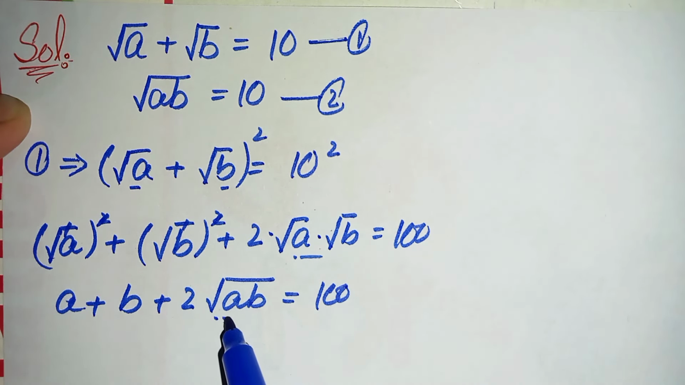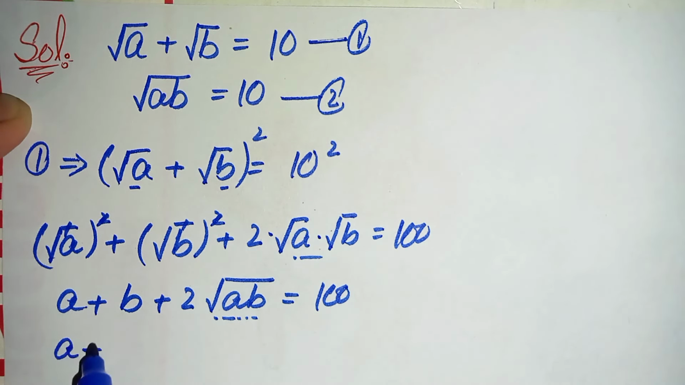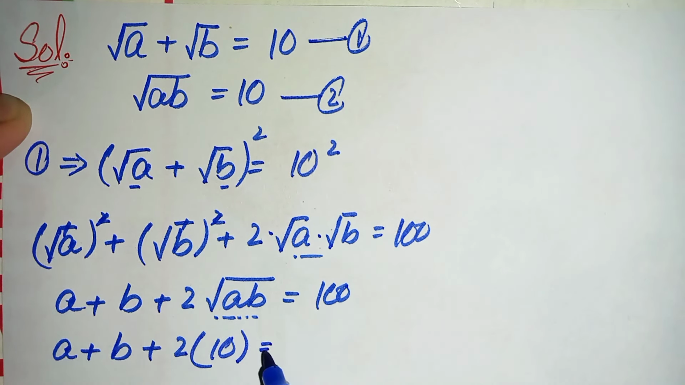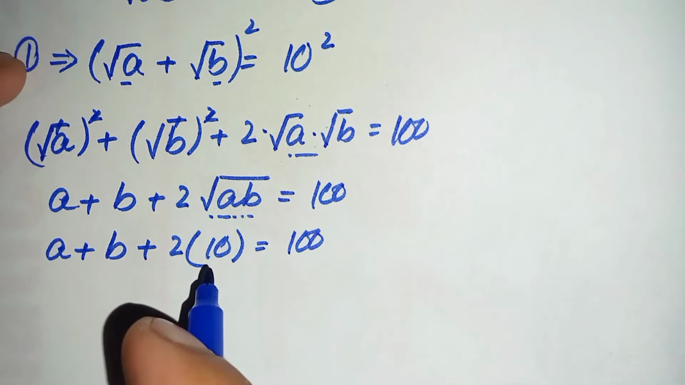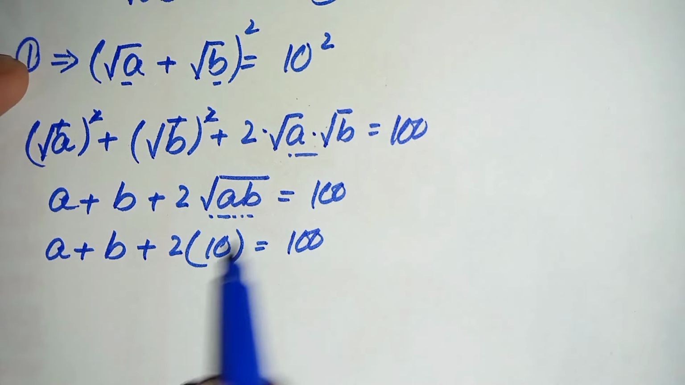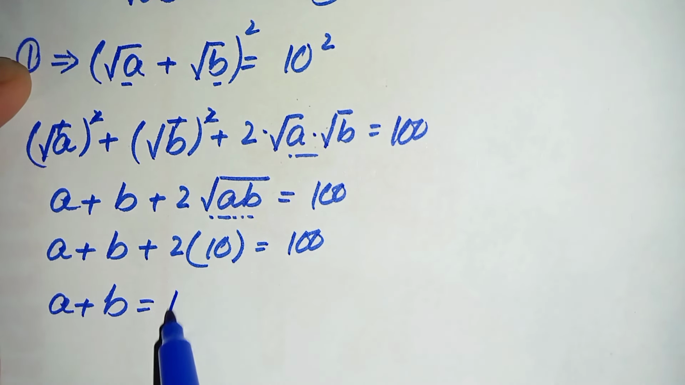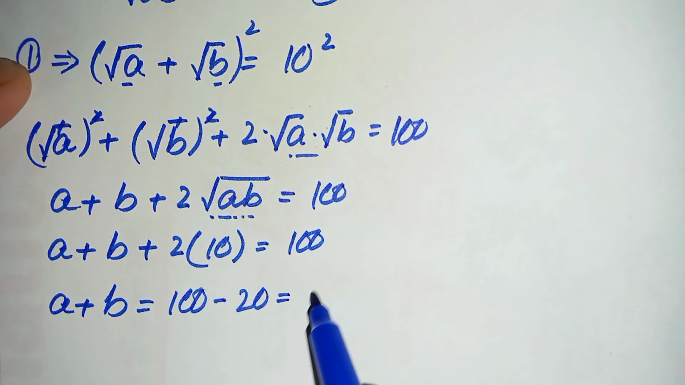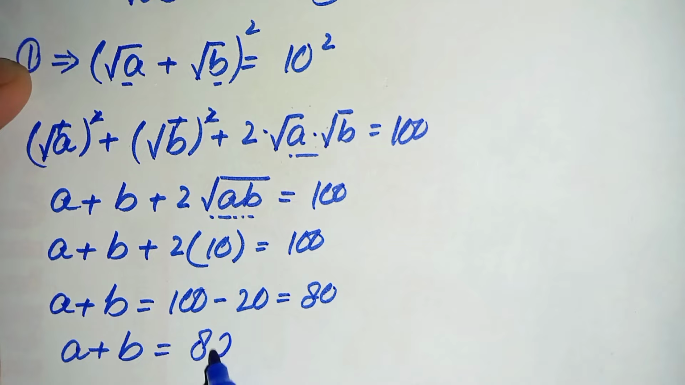Now here we will substitute the value of square root of a times b from equation number 2, which is 10. So this will become a plus b plus 2 times 10 is equal to 100. Now here 2 times 10 is 20. So next we will move this 20 to the right hand side. So this will become a plus b, it will become 100 minus 20, which is equal to 80. So this will become a plus b is equal to 80.